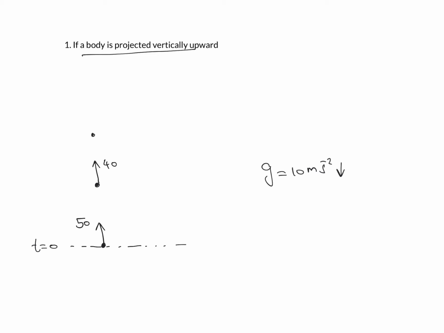Again, after 1 more second, its velocity becomes 30. One more second, it becomes 20. One more second, it becomes 10, and in one more second, its velocity becomes 0. Then this object will start moving in the downward direction. So the velocity will change from 0 to 10 in the next second, then 10 to 20, then 20 to 30, 30 to 40, and 40 to 50. So if it is projected with velocity 50 in the upward direction, it is going to hit the ground again with the same velocity 50.